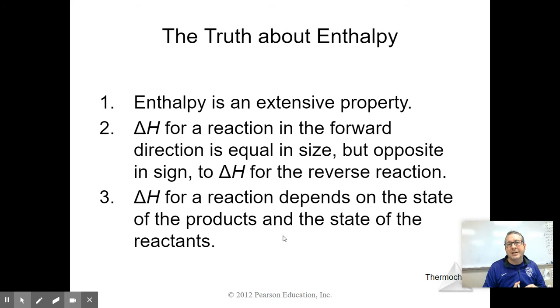And when we say forward direction, we just mean your typical direction of a reaction. So like we saw in the last slide or two, methane and oxygen react to form CO2 and H2O. That's the forward direction, okay? The usual. Delta H for a reaction in the forward direction is equal in size, so the value of this change in enthalpy will remain the same, but opposite in sign to delta H for the reverse reaction.